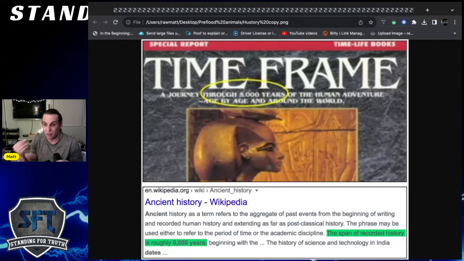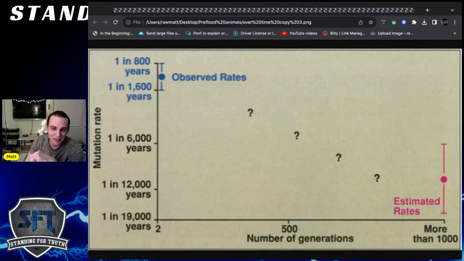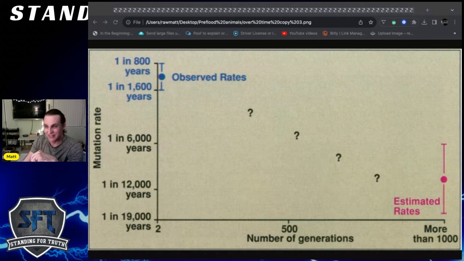But yet we just pop out of nowhere. 5,000 years ago, we know how to write. We know how to do every one of those things, build pyramids perfectly aligned to star systems. It's just, their story is so flawed, it's ridiculous. Then when we look at the assumptions based on evolution, we find that they base their assumptions on the fossil record, what I mentioned earlier.